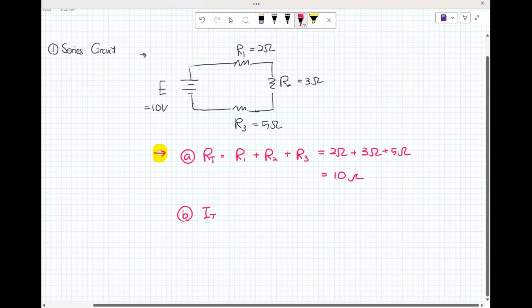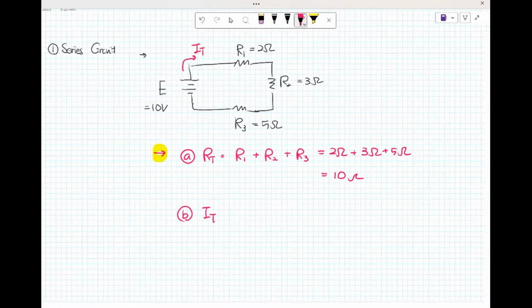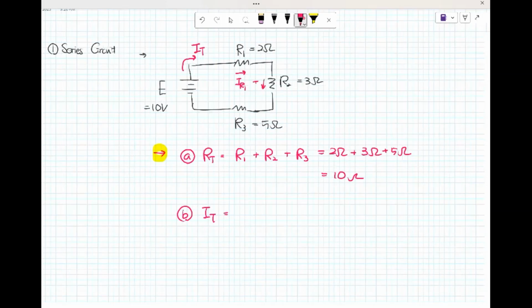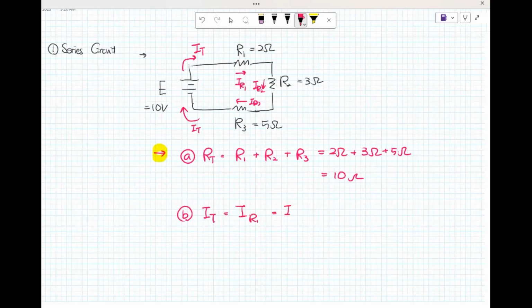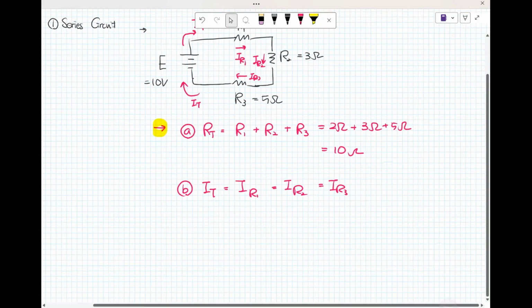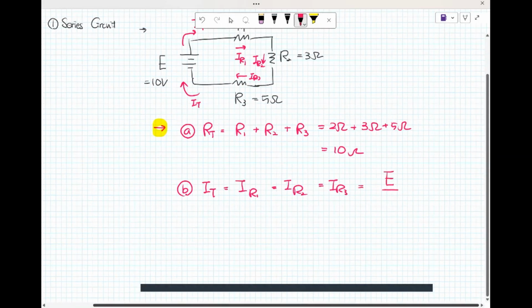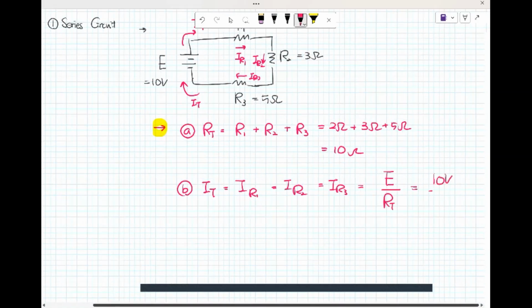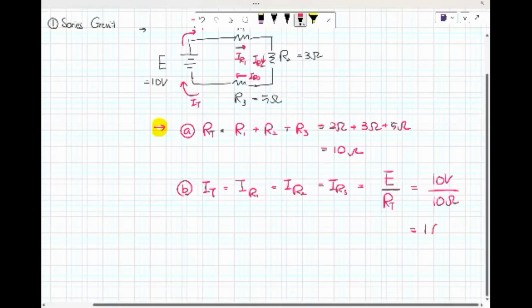And the I sub T here. I sub R sub 1, I sub R sub 2, I sub R sub 3, I sub T. For the DC series circuit, it's very important: I sub T is E divided by R sub T. 10 volt divided by 10 ohm is 1 amp. This is the total current.